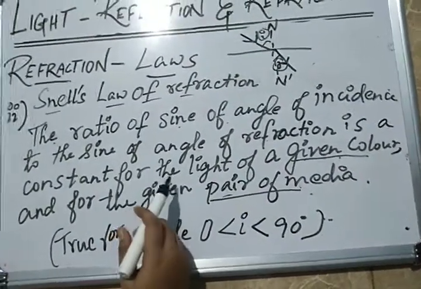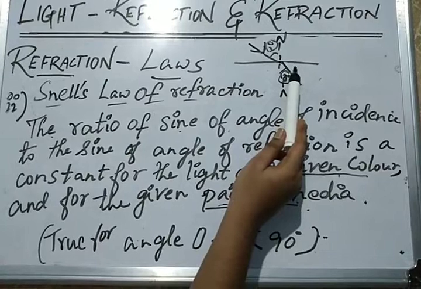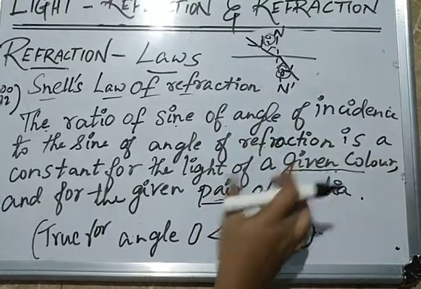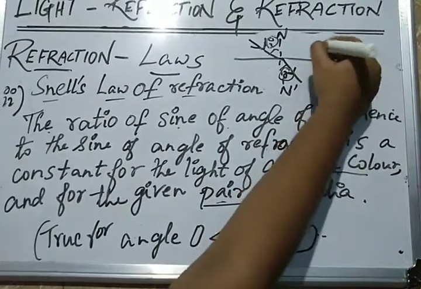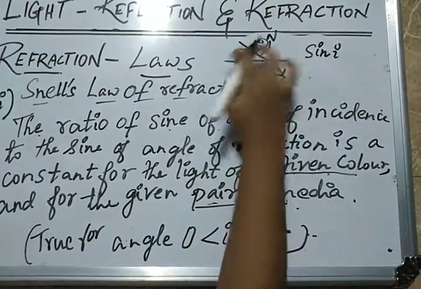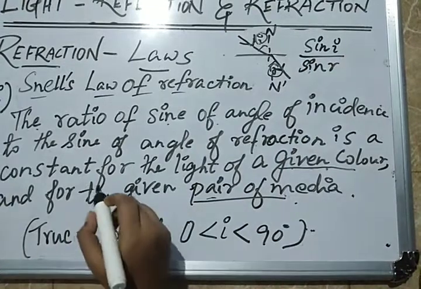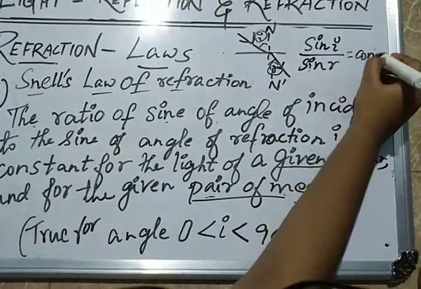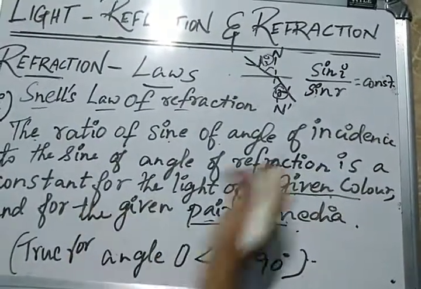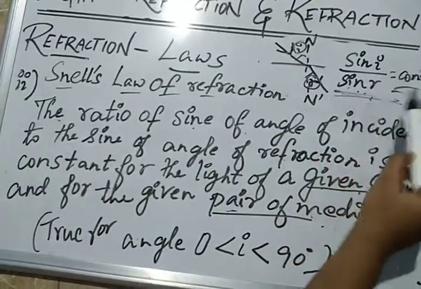Now say I take angle of incidence as I and angle of refraction as R, then how would I express this in a different form? I write it as sine I to sine R is a constant. Write it fully, constant. Since I don't have place over here, I've written it in this way. After writing this law, do write this. Do not forget to mention this.